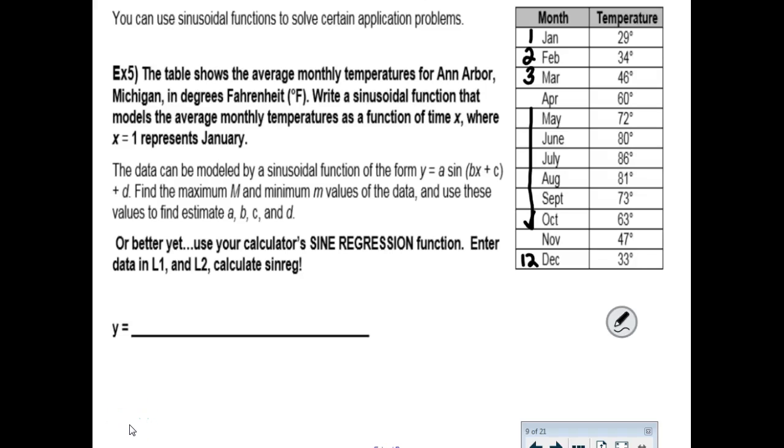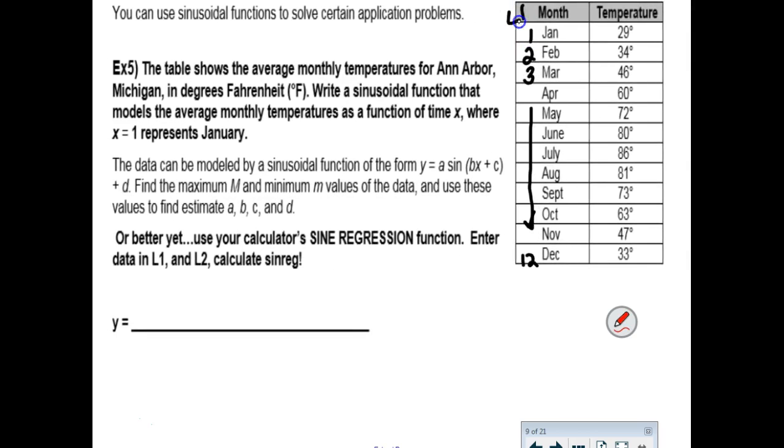All right, so we're on the back of Worksheet 12. We're looking at a sinusoidal regression question. They give you some data involving the average temperatures for each month. And we're going to enter all of our data that references each month into list 1.